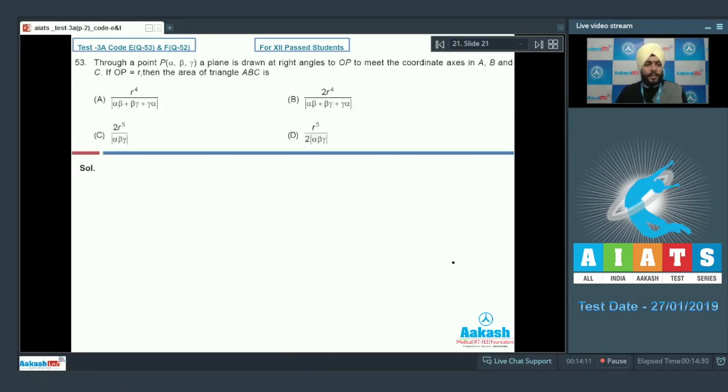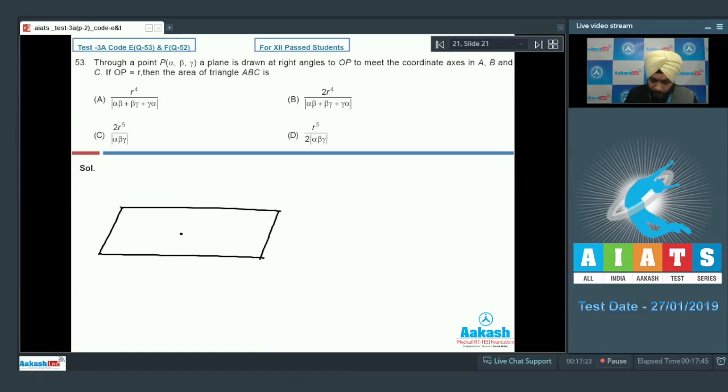Question number 53 says that through a point P(alpha, beta, gamma), a plane is drawn at right angles to OP to meet the coordinate axes in A, B and C respectively. If OP is equal to r, then what is the area of triangle ABC? So we have a plane passing through a particular point P(alpha, beta, gamma). And this plane is at right angles to OP, where O is the origin.